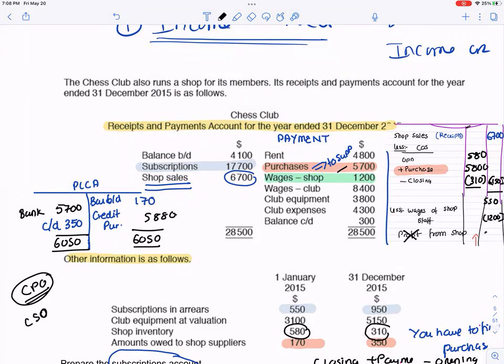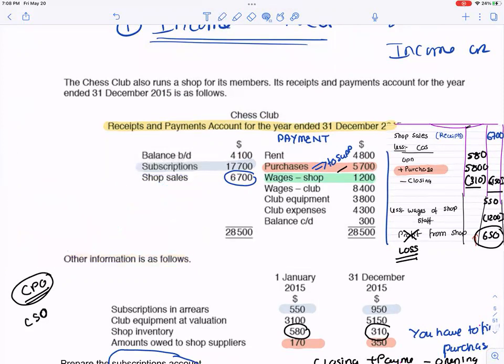Loss for the year? No, it is loss from the shop, 650. Are you very clear?